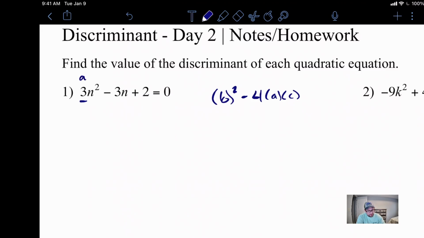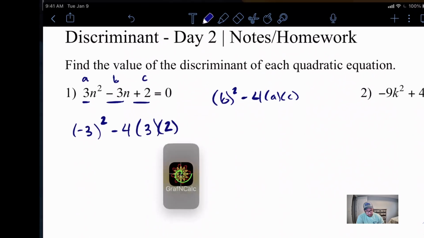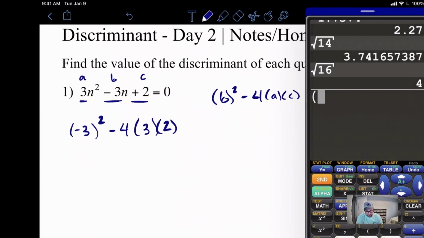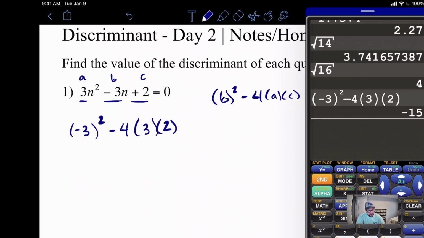Now recall, this is your a value, this is your b value, and this is your c value. So, to plug into this formula, b squared minus 4ac, we're going to have negative 3 squared, because that was our b, minus 4 times our a value, which was 3, times our c value, which was 2. And then we just needed to evaluate. The way we were evaluating this was by using our calculator. So on our calculator, we would have our parentheses, negative 3 to the second power, minus 4 times 3 times 2. And that would give us an answer of negative 15.